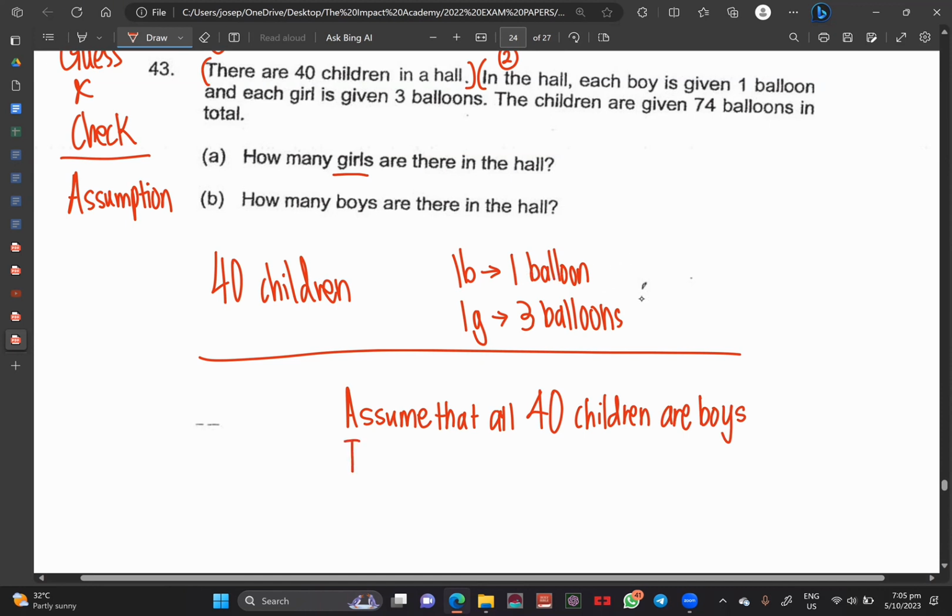Add dog, so T stands for times. Am I making sense here? So 40 children times 1. Agree? Because 1 boy, 1 balloon. Correct? So therefore over here is 40 balloons. Agree so far? Next letter is E.